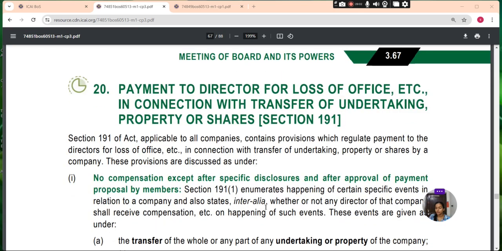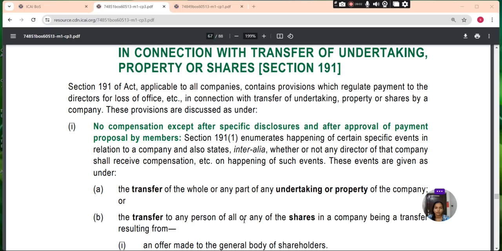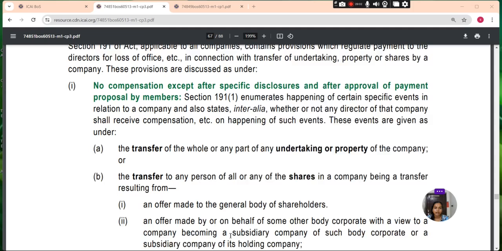Then what will be the payment to director for loss of office etc. in connection with transfer of undertaking property or share? Section 191. Payment क्या होगा? What will be the payment to director for loss of office etc. in connection with transfer of undertaking property or shares? Section 191 of the Act applicable to all the companies contain provision which regulate payment to the director for loss of office in connection with transfer of undertaking property or shares by the company, and this provision are discussed as under. कोई भी compensation नहीं होगी.